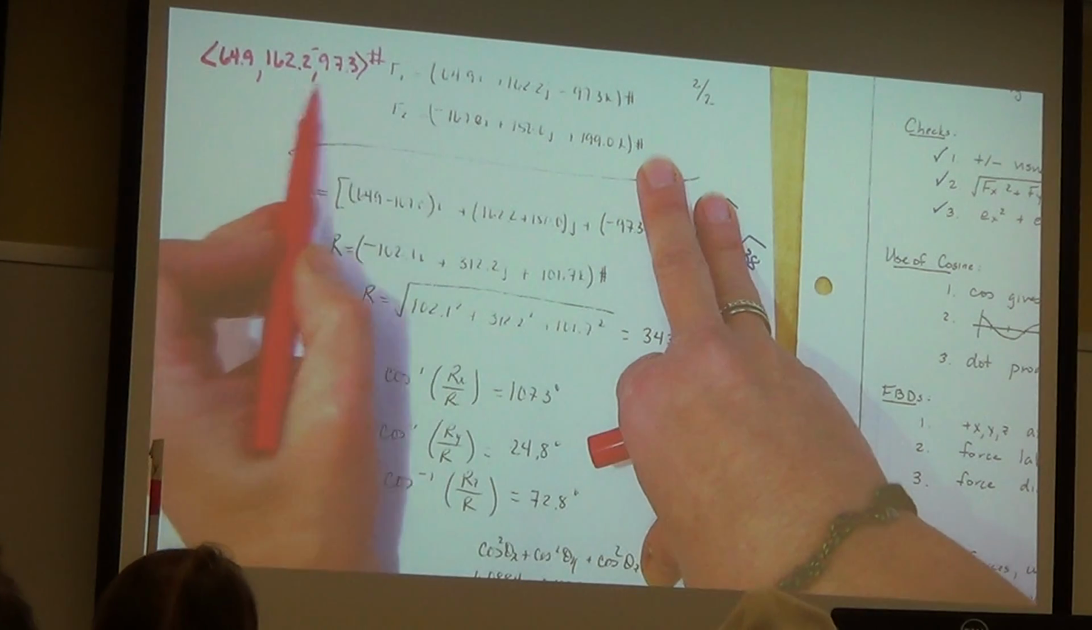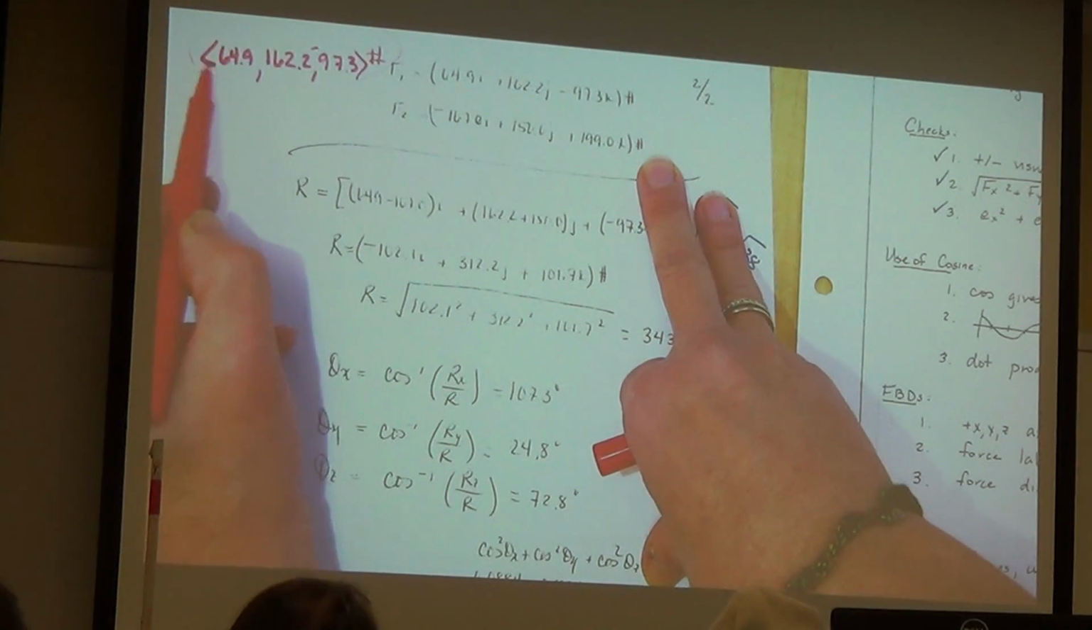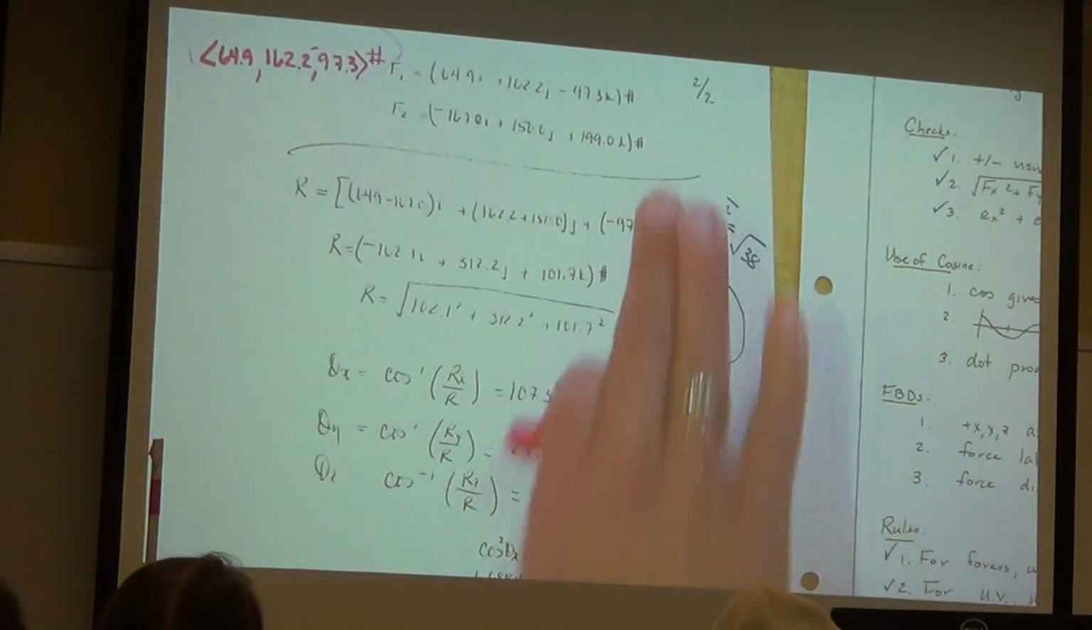Some of you might not like to put pluses in and might not like to put the i, j, and k. You can do it this way. This is totally fine. But remember to use these triangular brackets and put commas between. And still remember to put units at the end.